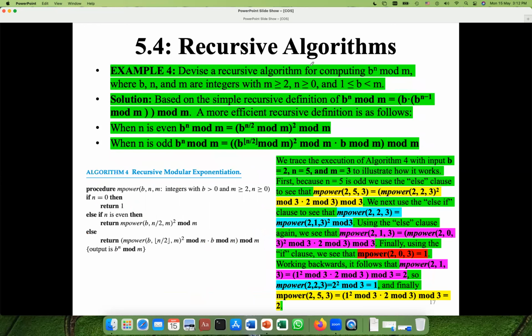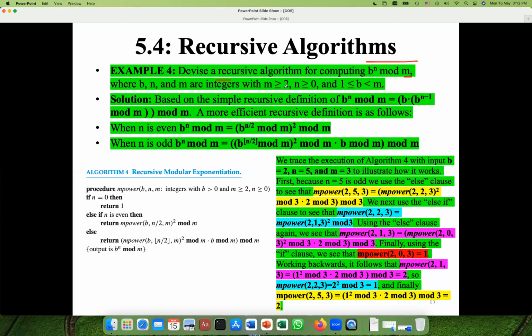Similarly, devise the recursive algorithm for computing b raised to the power n mod m. This is a question from maybe chapter 4, congruences. Have you seen that chapter? So this is some number, and mod m. So this is the divisor. This is the divisor for that number. Anyhow, this b, n, and m are integers.